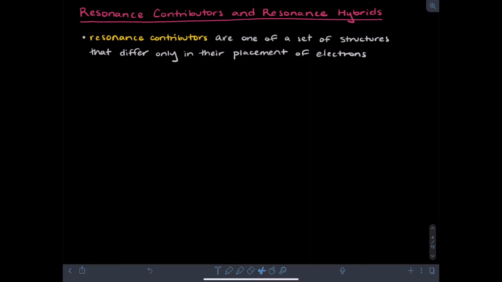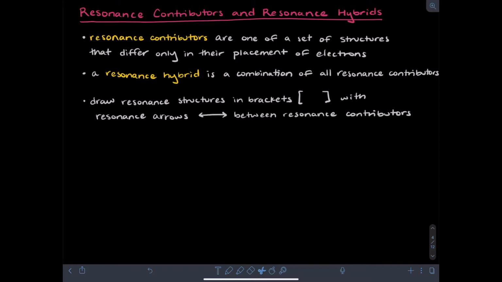Before we begin drawing resonance structures, I want to give you some key terminology. A term that you'll hear come up is resonance contributors. Each resonance contributor is one of a set of resonance structures, and our resonance structures will only differ in their placement of electrons in the molecule, never the placement of the atoms. We'll draw what's known as a resonance hybrid, that is, a combination of all of our resonance contributors. Make sure to always draw resonance structures in brackets with resonance arrows between them. The resonance arrow is a double-headed arrow.